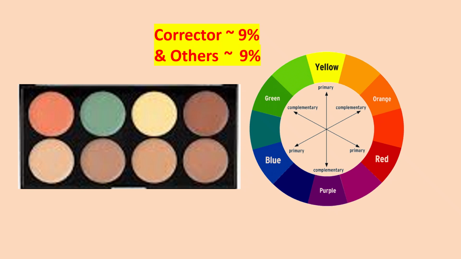Next we have corrector and others about 18%. It could be 9 plus 9 or 8 plus 10. Remember the color wheel. For those who are new, take the picture in your mobile phone. Open this picture in your mobile phone and then do the corrector. Complementary colors, primary colors. To hide a flaw in one color, you apply the opposite color.